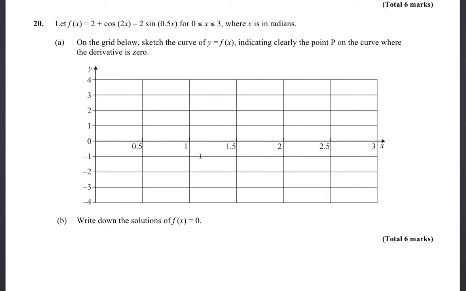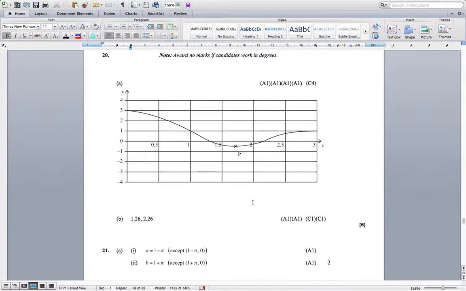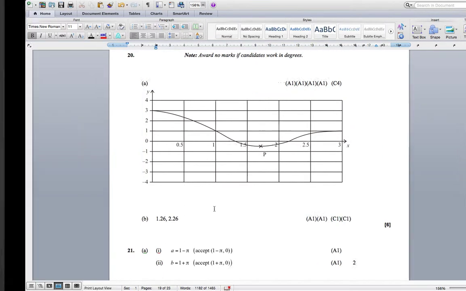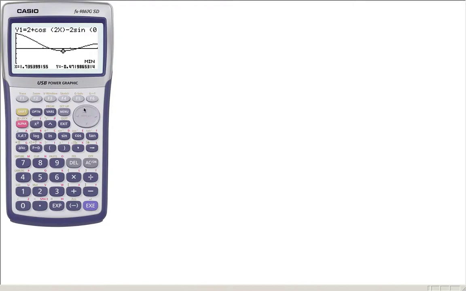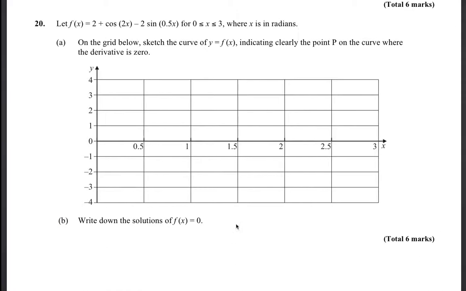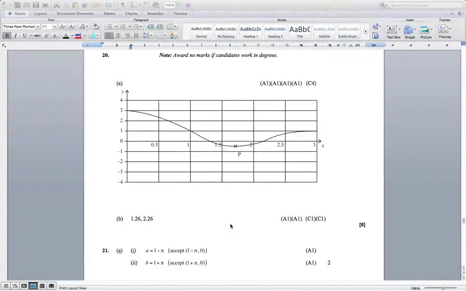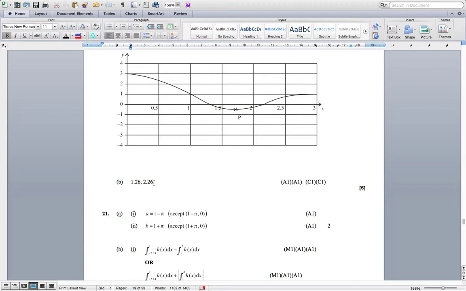So let us look at the mark scheme. You can see this is the mark scheme and this is the graph, and they have clearly pointed out that particular point where the tangent is parallel to the x-axis. Next one is: write down the solutions of f of x equal to 0. It is nothing but the roots of this curve. So let us use G-Solve Root. One value is 1.26, the other one is 2.26. So 1.26 and 2.26. Very simple.